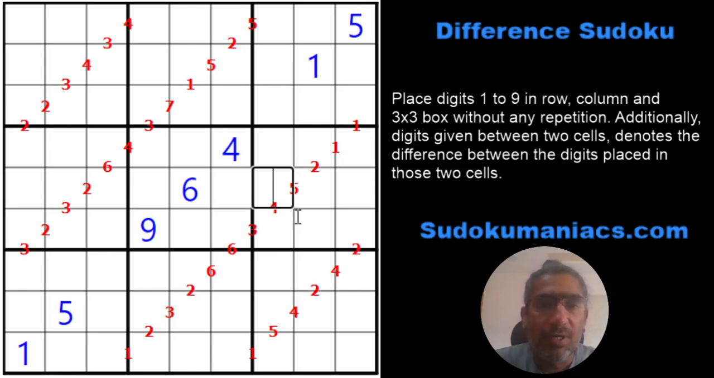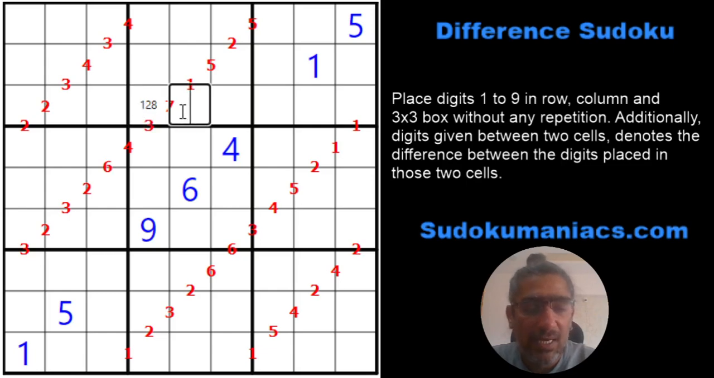So I know for sure if there is any place where the difference is 8, I can blindly place the pencil marks of 1 and 9. But in this puzzle, I do not see any 8. So the next highest is a 7. Now 7 obviously can be 1 and 8 or it can be a 2 and a 9. Correct? So I'll put the pencil marks here 1, 2, 8 and this would be 1, 8, 9.